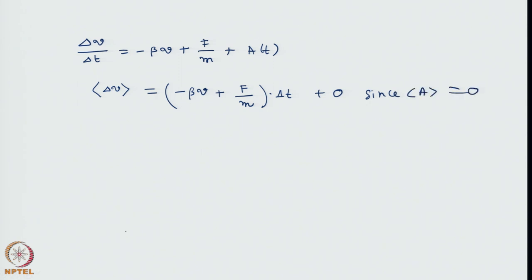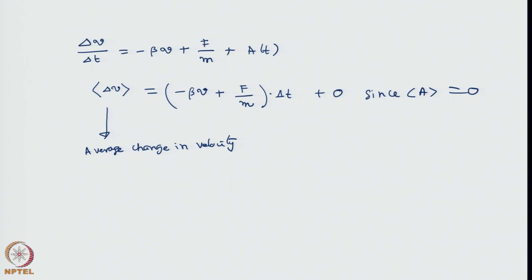We make use of it. So this is the average change in velocity because of the systematic effects. Basically, it includes the instantaneous velocity plus that external field if it exists, because the effect of A of course cancels in this.